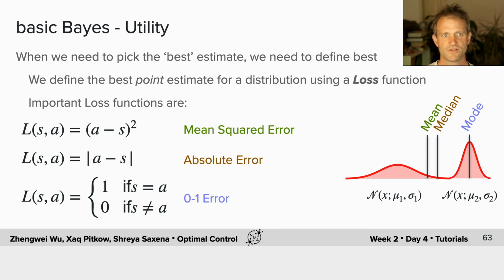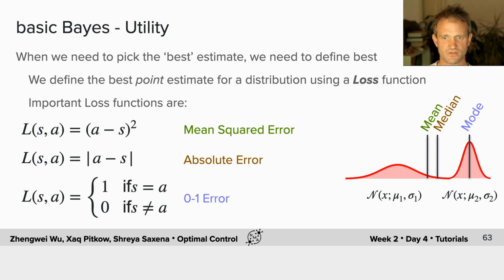So, you're probably familiar with squared error. It's used in basic linear regression. We often use it in machine learning. It has the nice property that it is a continuous differentiable function. And the mean squared error function is simply our estimate, in this case, we're calling it A, minus the actual true state, S, squared. And importantly, this loss function also tells us the mean of the distribution.